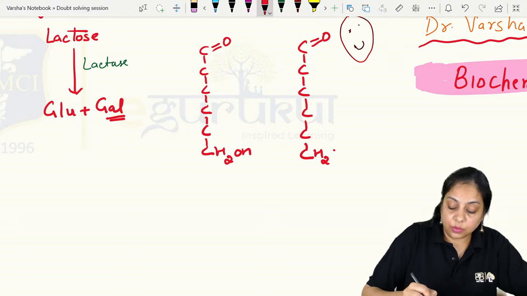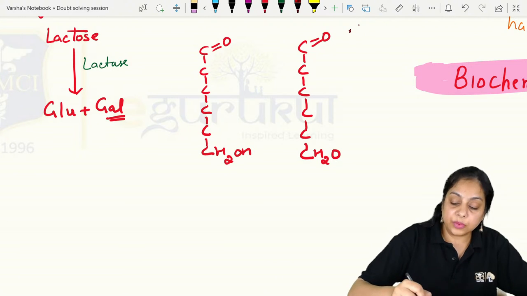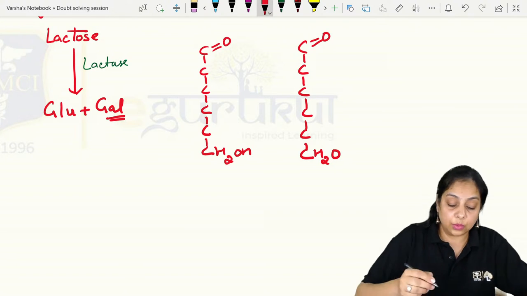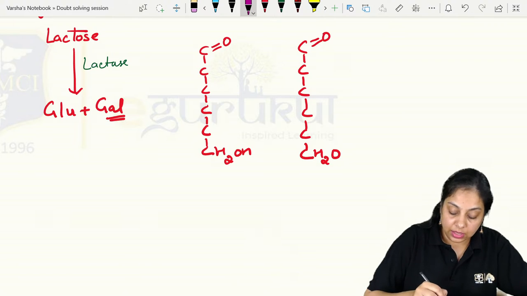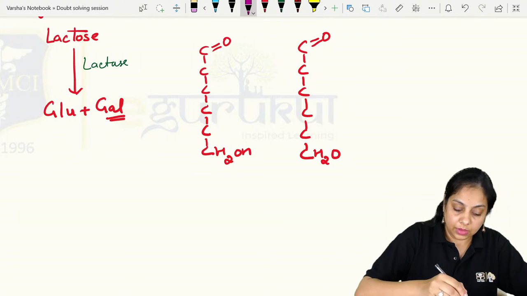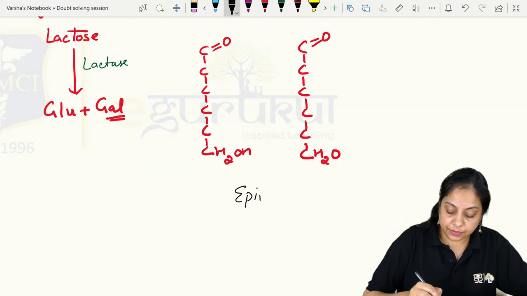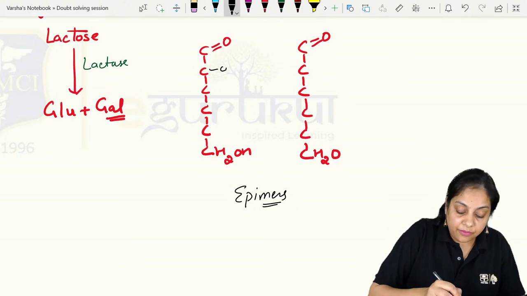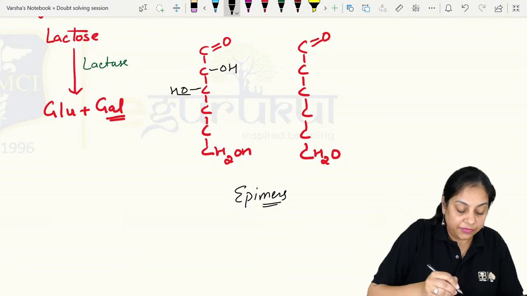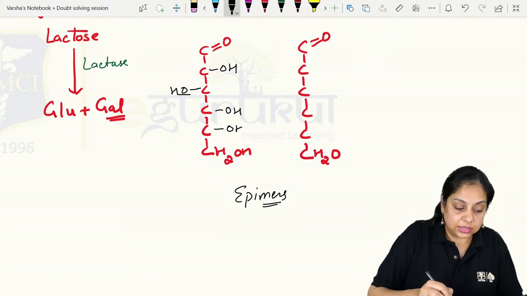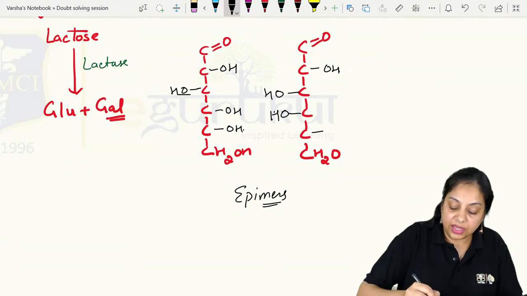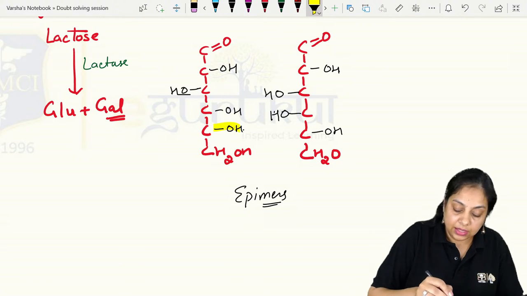What is the relationship between the two, glucose and galactose? How are they related? They are epimers. They are epimers in the sense that in glucose you have right, left, right, right, but in galactose you have right, left, right, left and right. Do you see this one?